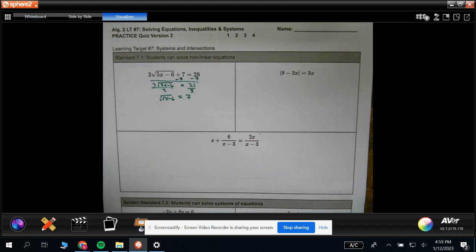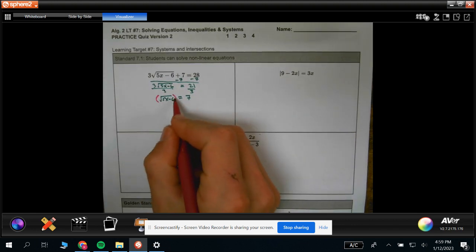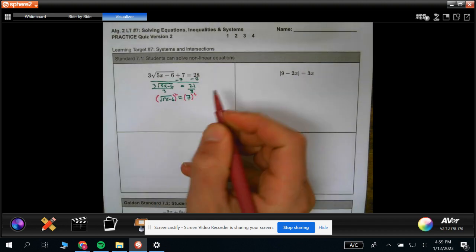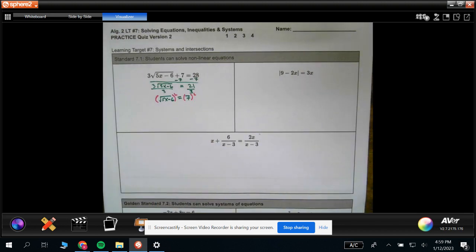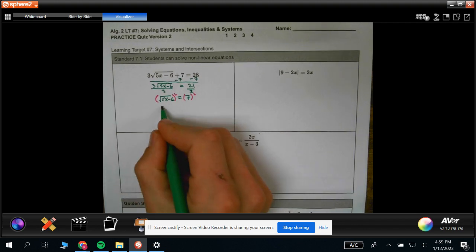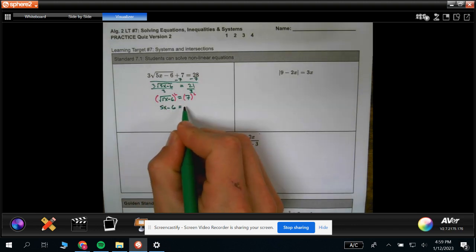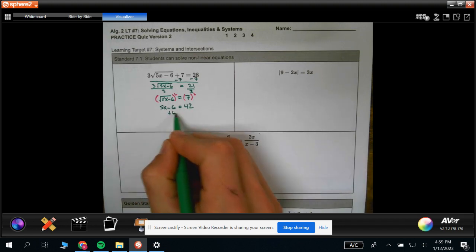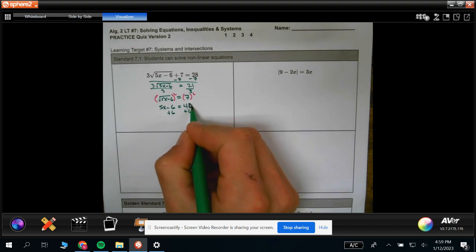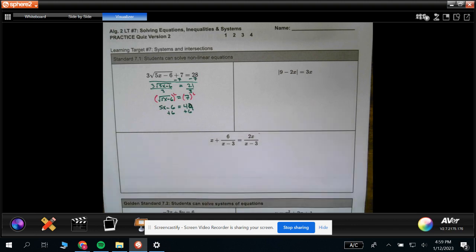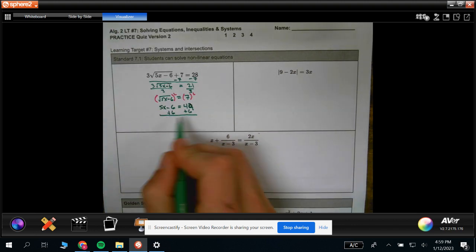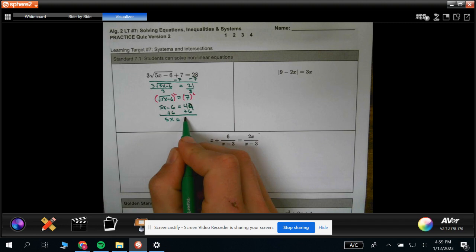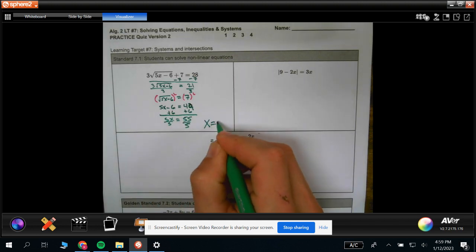Once I've got that square root by itself, I'm going to square both sides. What that means is I'm doing the opposite of a square root. That cancels out the square root, so I'm left with 5x minus 6 equals 42, a linear equation that we can solve. Let's add 6 to both sides. All right, why did I write 42? That's 49. Confusing myself here. 7 squared is 49, my bad. And 5x equals 49 plus 6, which is 55. Divide both sides by 5. We're going to get x equals 11.